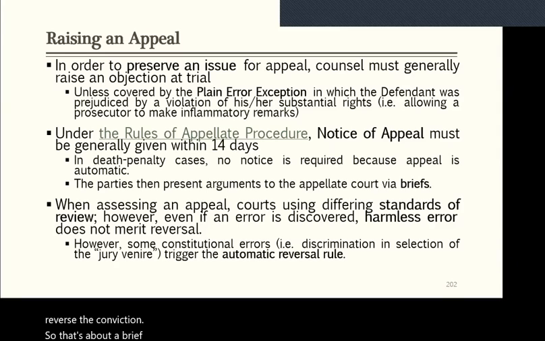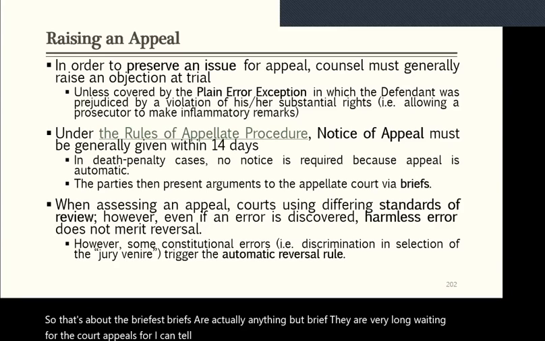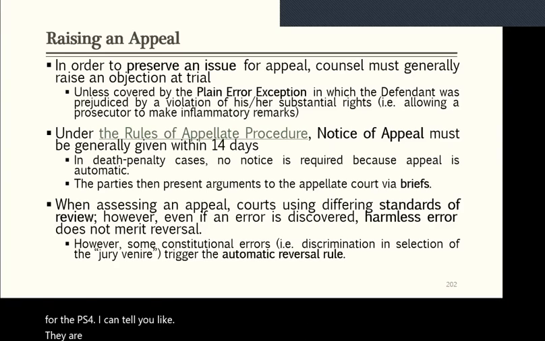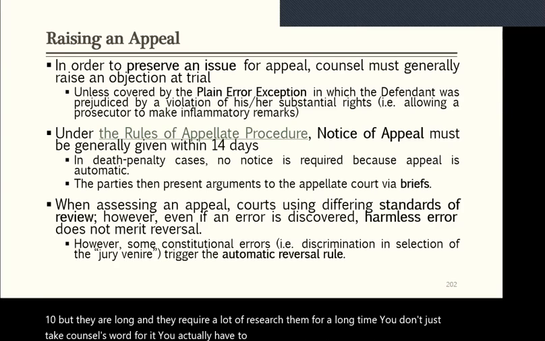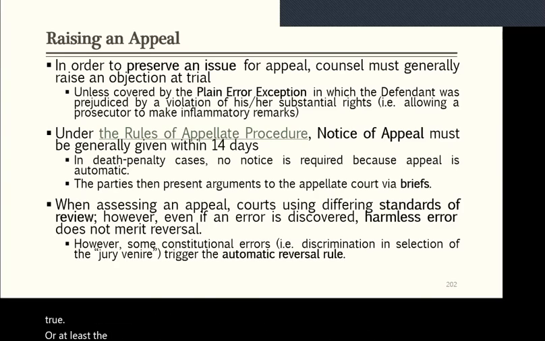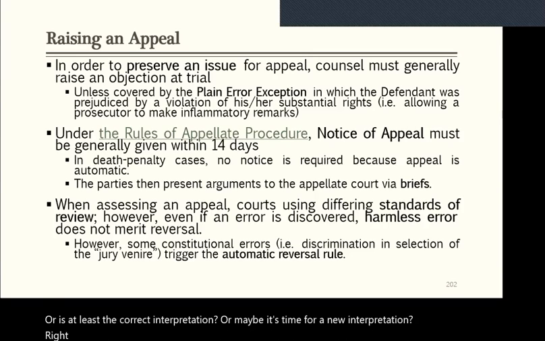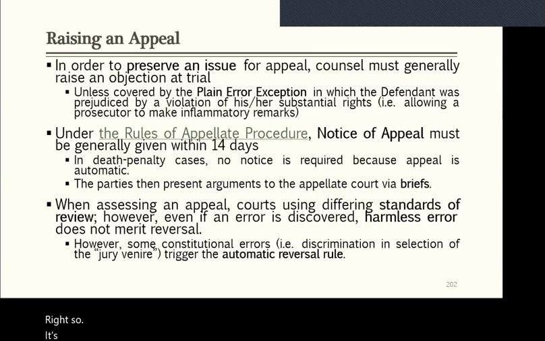Briefs are actually anything but brief. They are very long. Working for the Court of Appeals before, I can tell you, they are long. They are deceptively thin, but they are long. And they require a lot of research, and they require a lot of time. You don't just take counsel's word for it. You actually have to look it up and make sure what they're saying is true, or is at least the correct interpretation, or maybe it's time for a new interpretation, right? So it's a deceptive term.